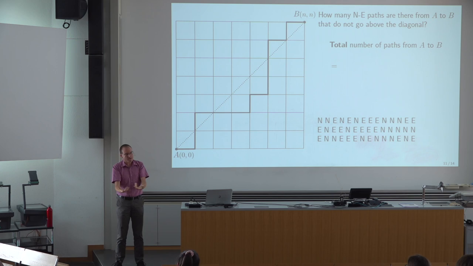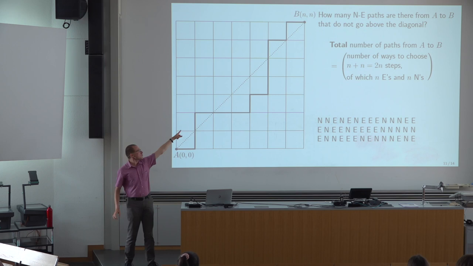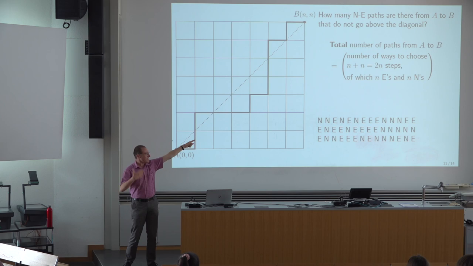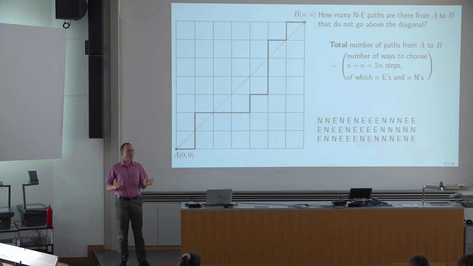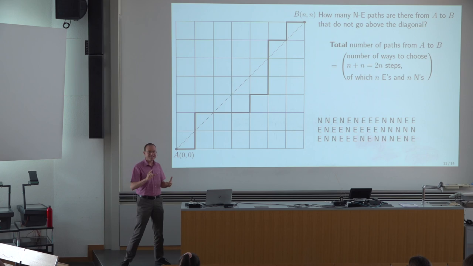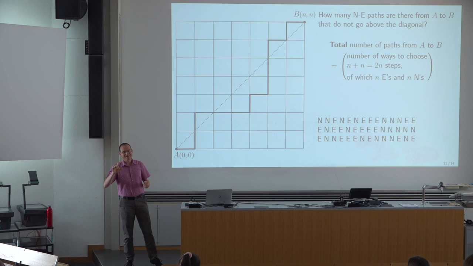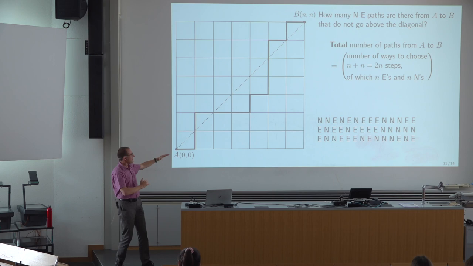Excellent. So we have to choose the number of ways to choose 2n steps or 2n symbols, of which n are E's and n are N's. Very good. And how many ways are there to do that? A counting problem in combinatorics. Factorial. 2n. Which one is it? 2 to the power. Not 2 to the power of n, because if you do 2 to the power of n or 2 to the power of 2n, then you would get sequences like only E's. And you need to have n E's and n capital N's.